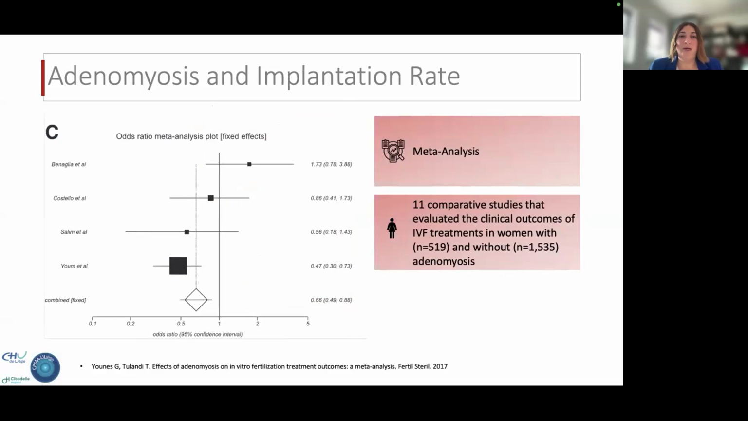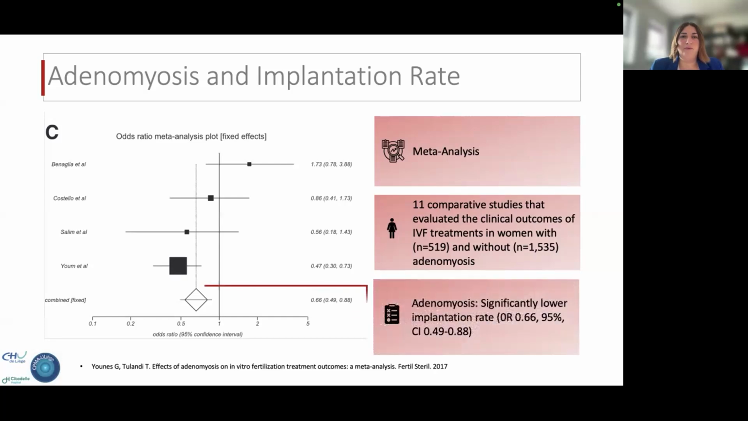And is that what we can see here in this meta-analysis published by Younes and Tulandi in 2017? It reviewed 11 studies comparing IVF outcome in 519 women with adenomyosis and more than 1,500 women without the condition. Here we can see 4 studies that were used to evaluate the implantation rate, and the findings revealed a significantly reduced implantation rate in women with adenomyosis compared to those without.